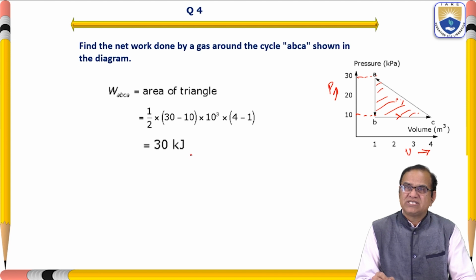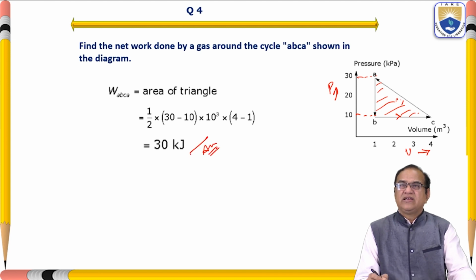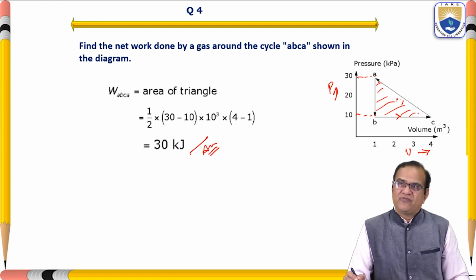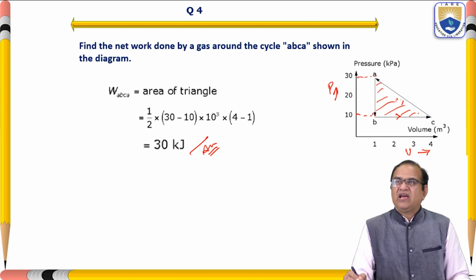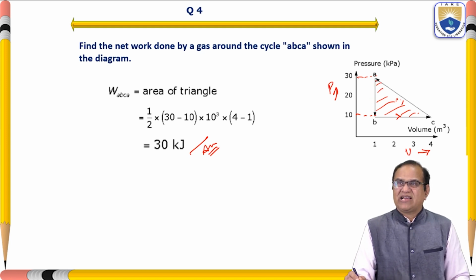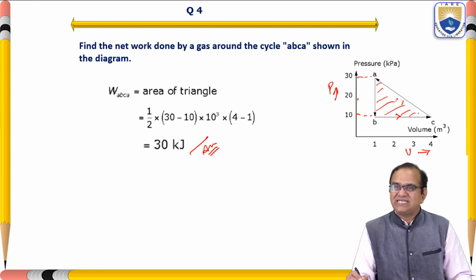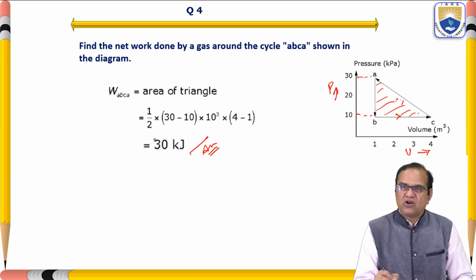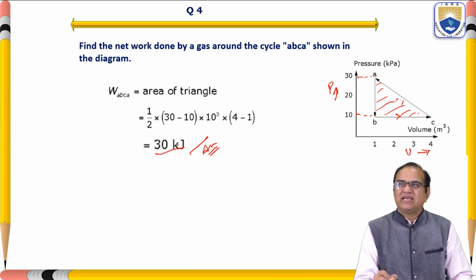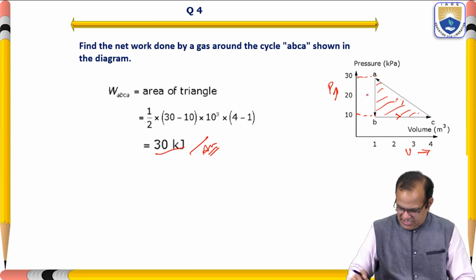So this is the answer. In this type of expansion, where one process is a constant volume process and another process is a constant pressure process, how much work is done? We can calculate this by the PV diagram, and this PV diagram shows how much work is done, and we have calculated that work done by this process is 30 kilojoule.